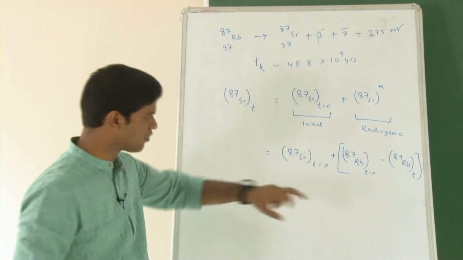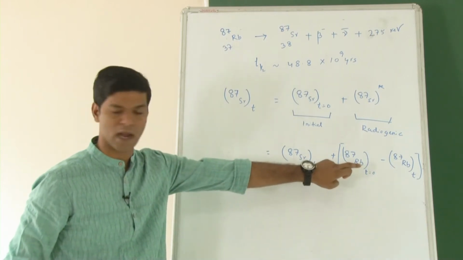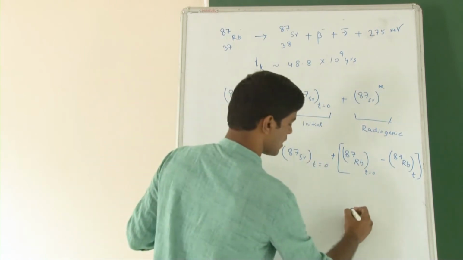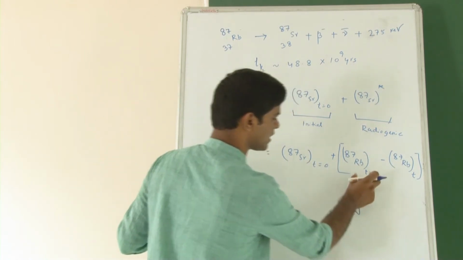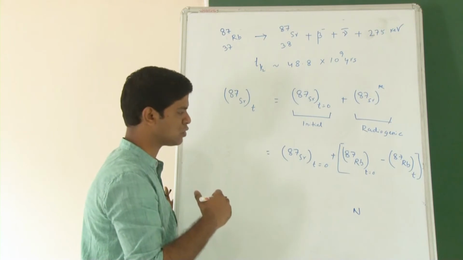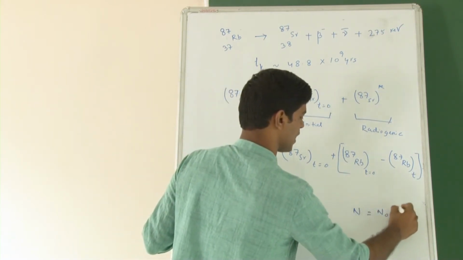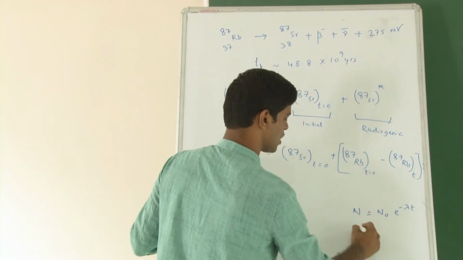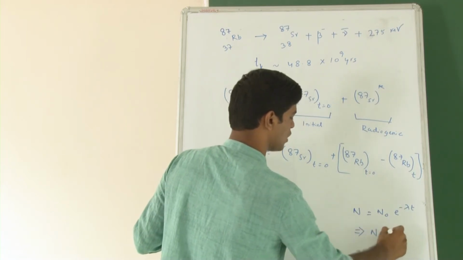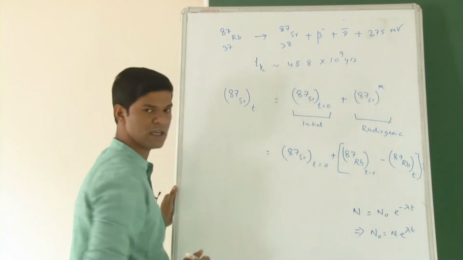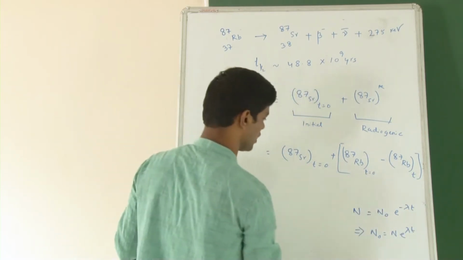Now, it is always difficult to go back in time and find something at T equal to 0. So, instead of writing at T equal to 0, I will translate that into today's term, like N equals N0 e to the minus lambda t. So, instead of using N0, I will write N0 equal to N e to the power lambda t. That is what I am going to do here.